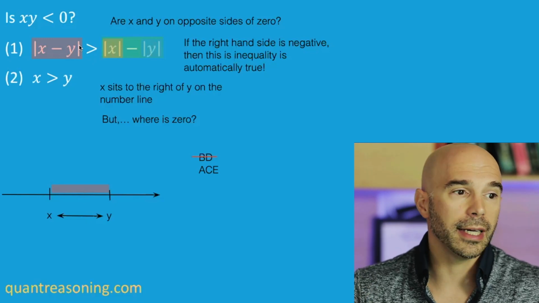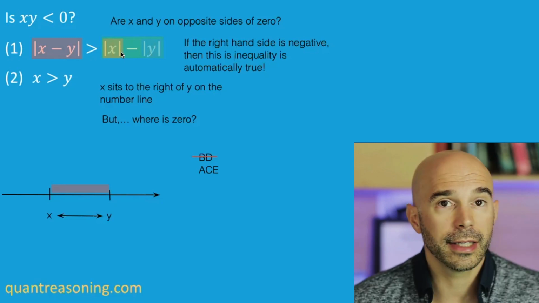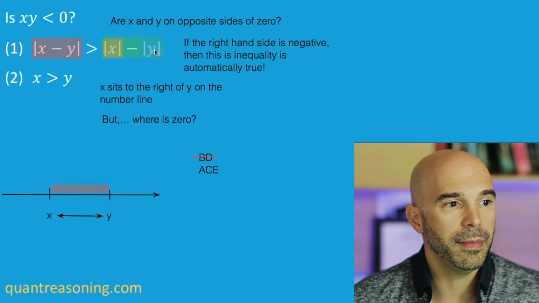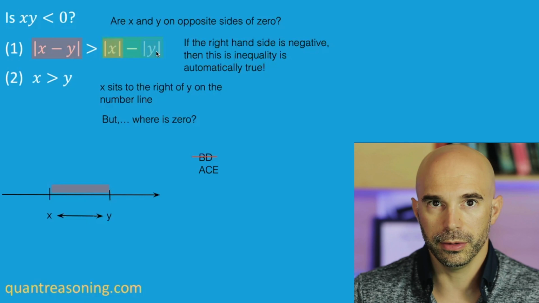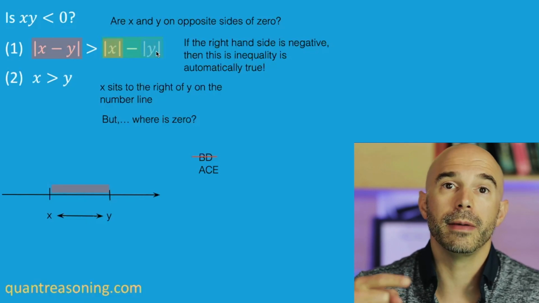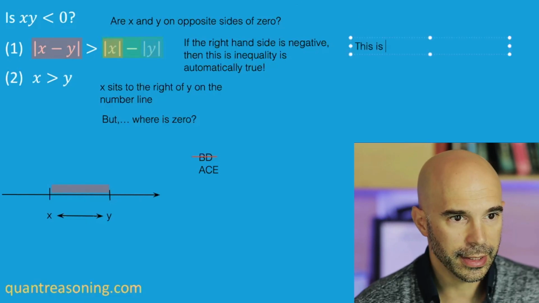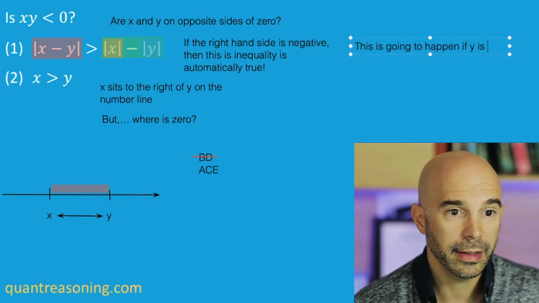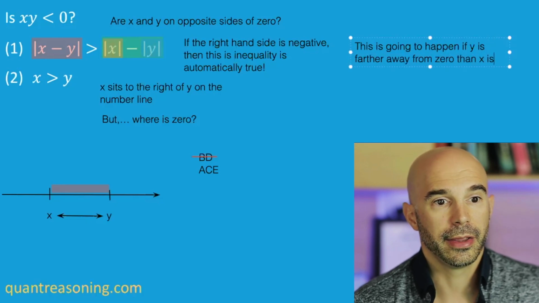Under what circumstances would the right-hand side of this inequality be negative? The right-hand side of this inequality will be negative in what situations? If the magnitude of y, meaning how far away y is from 0, that's what we mean by magnitude, is greater than the magnitude of x. So how would I say that in simple English? This is going to happen if y is farther away from 0 than x is.